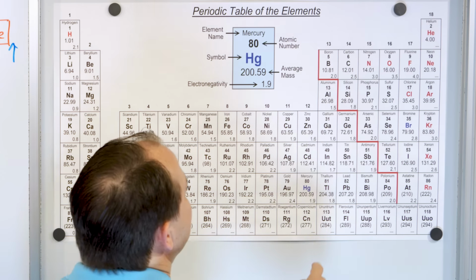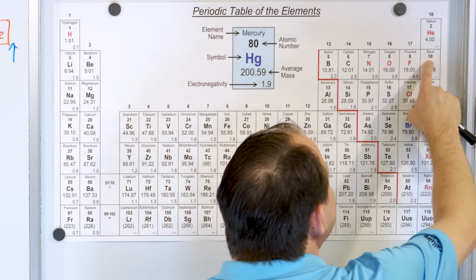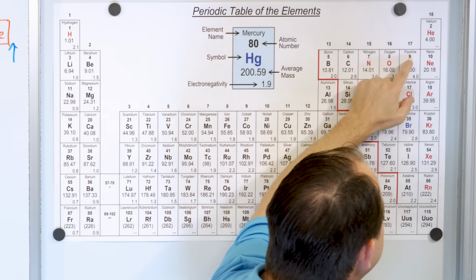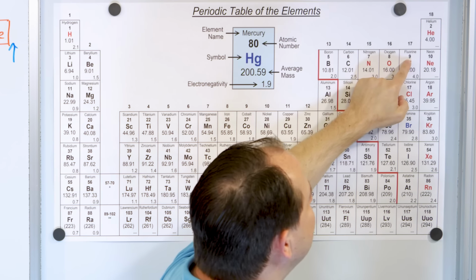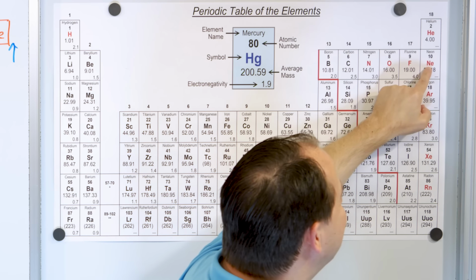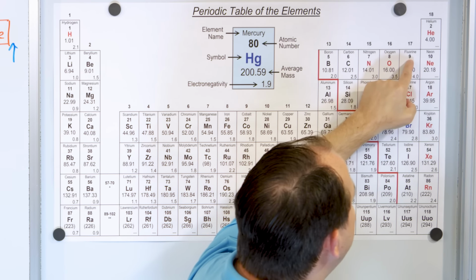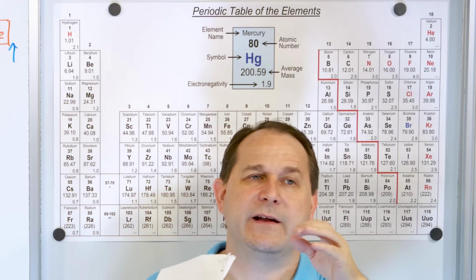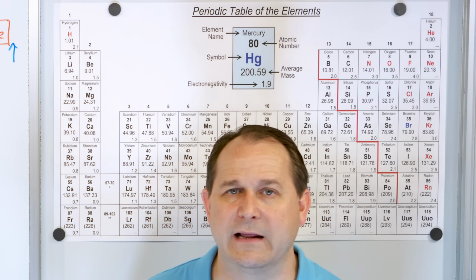So notice that neon, for instance, has 10 protons, and so it must have 10 electrons. Fluorine is right next door. It has 9 protons, and so it must have 9 electrons. But fluorine is always trying to be as close as possible to the nearest noble gas, which is right here next door at neon. So if it has 9 electrons, all it needs is 1 additional electron to have the same number and orientation of electrons as the noble gas. Everybody's trying to be like a noble gas.